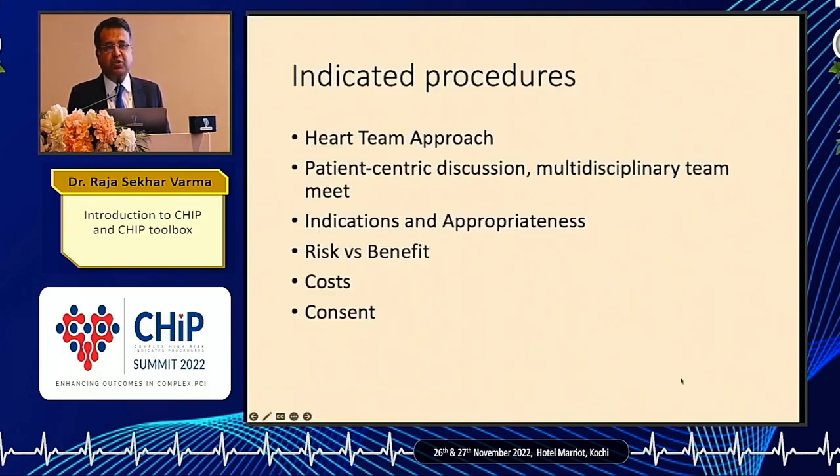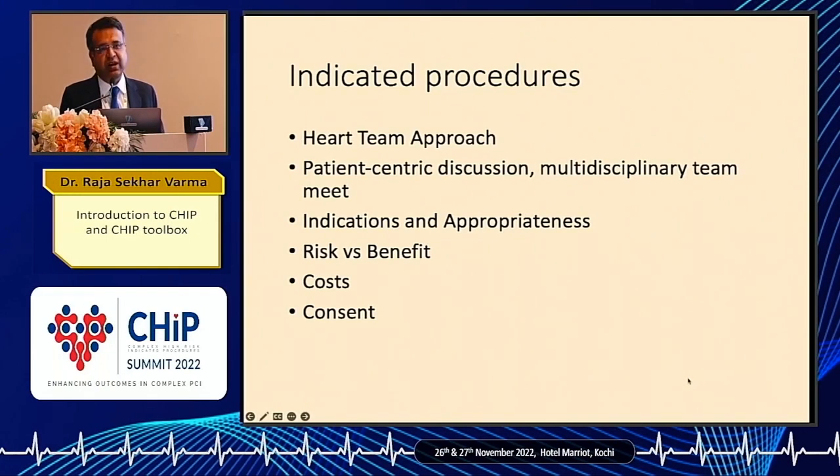So all these procedures, despite the complexity and the high risk, need to be indicated. So we need a heart team approach involving a team of professional individuals, patient-centric discussion, multidisciplinary team meet. Indications and appropriateness of the procedure should be discussed, identified, and action taken appropriately. You need to discuss the risk of the procedure versus the perceived benefit from the procedure.